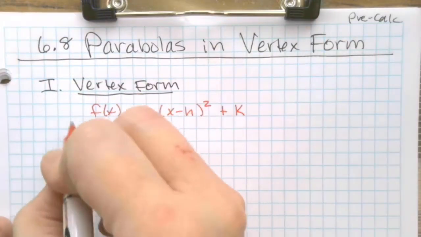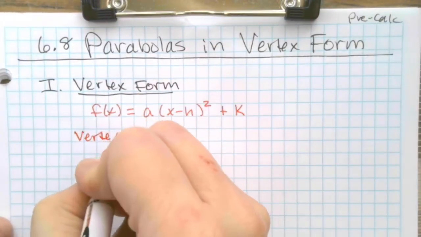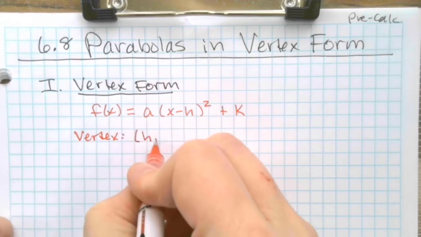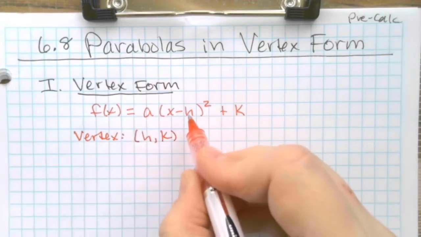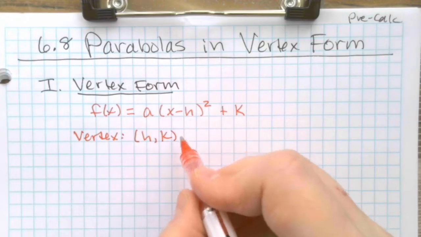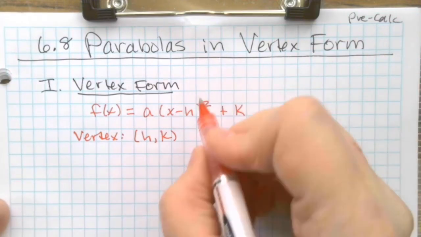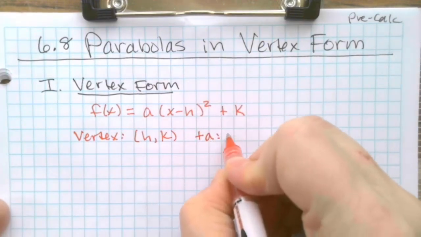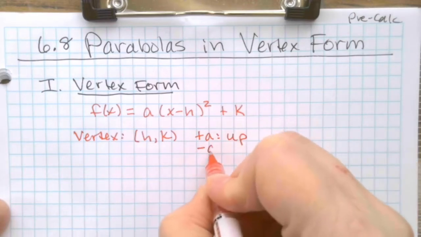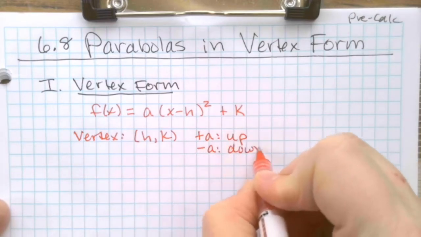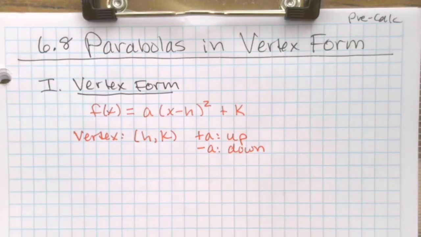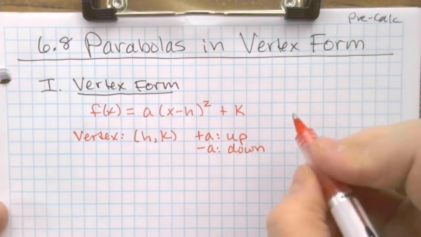If you remember, the vertex of the parabola is h comma k, where h has the opposite sign as what you're looking at. K has the same sign. Positive a means it opens up. Negative a means it opens down. And the size of the a can give information about the graph as well.